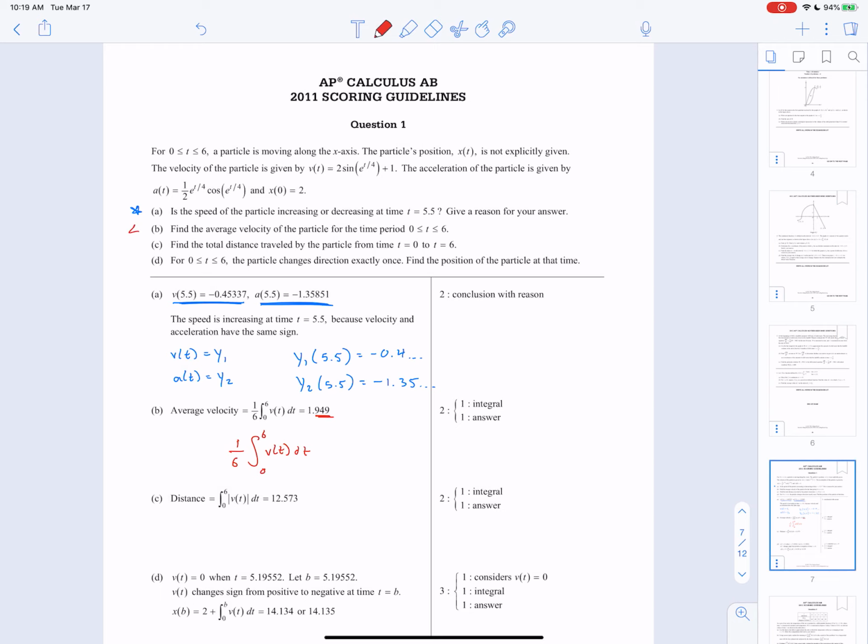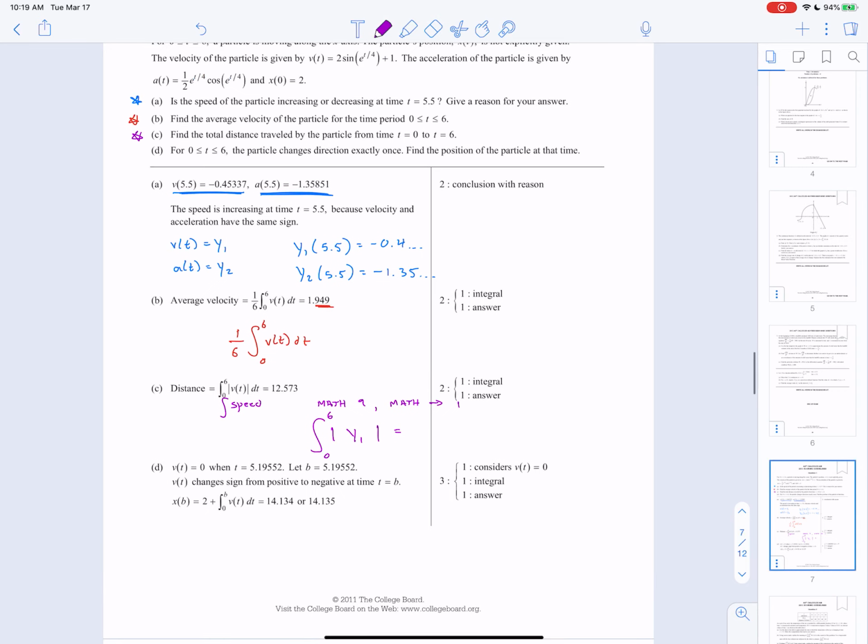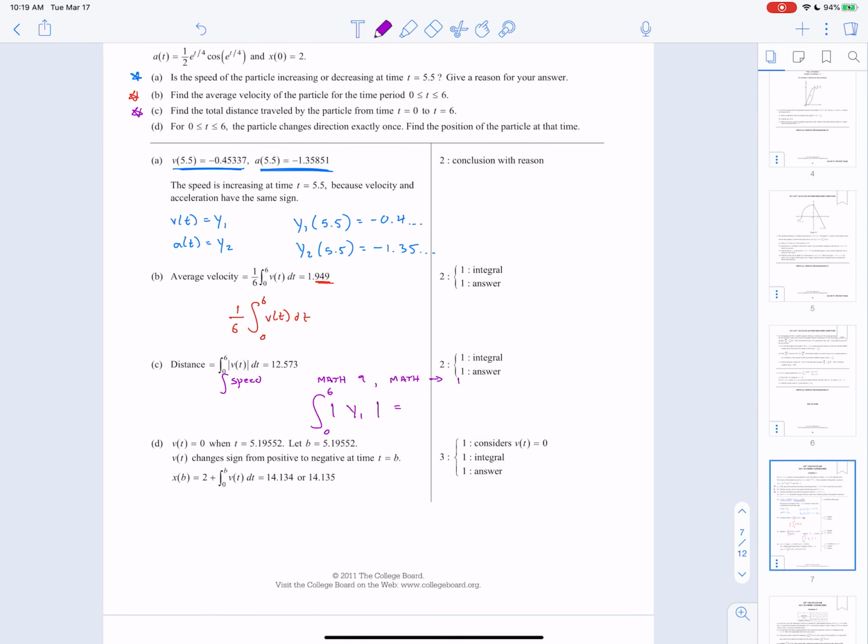Part C. So part C, we need to find the total distance. So just remember, total distance, you're integrating speed, okay? You are integrating speed. So the only thing tricky here is how do you type that in a calculator, okay? So basically, you would go to math 9 for the integral, okay? Then you would go to math, to the right, and then press 1. You should see ABS. That should pop out absolute value. And then you would just do alpha trace to plug in y1 here from 0 to 6. Again, this is a quick plug and chug. A very straightforward calculator problem that you should get the majority of the points from, okay?